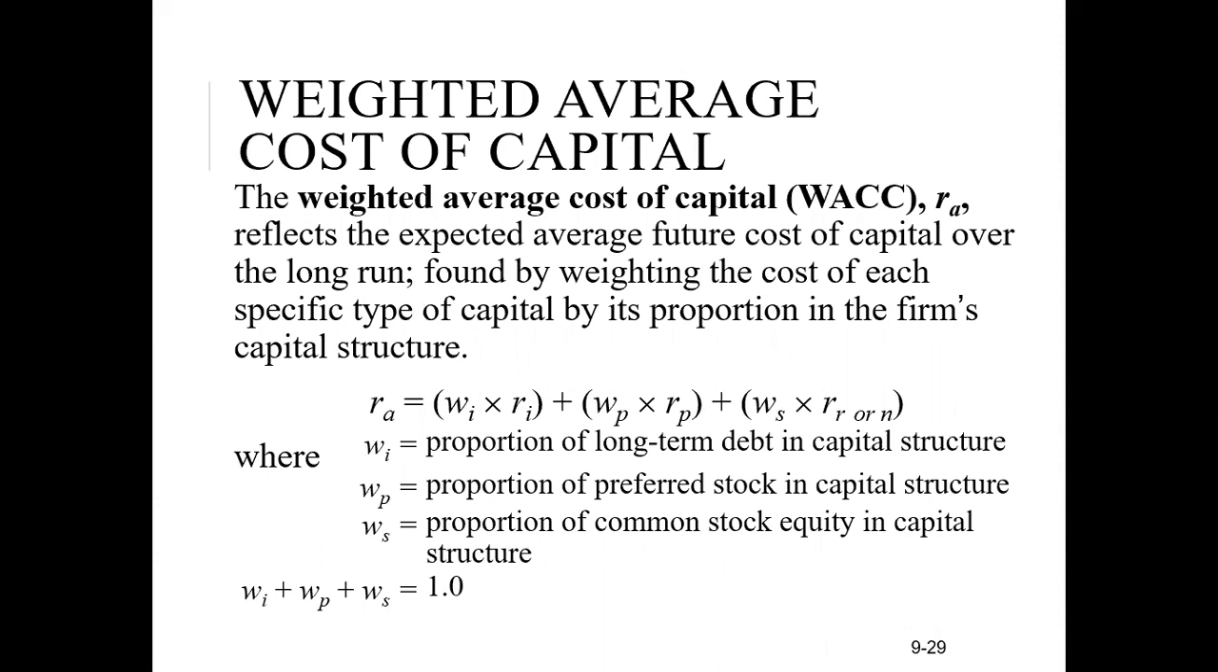So the weighted average cost of capital reflects the expected average future cost of capital over the long term. It is based on weighting the cost of each specific type of capital by its portion of the firm's capital structure. So we have the weight of the long-term debt times its cost, and the weight of the preferred stock times its cost, and the weight of the common stock times its cost. This represents one value, which is a percentage.